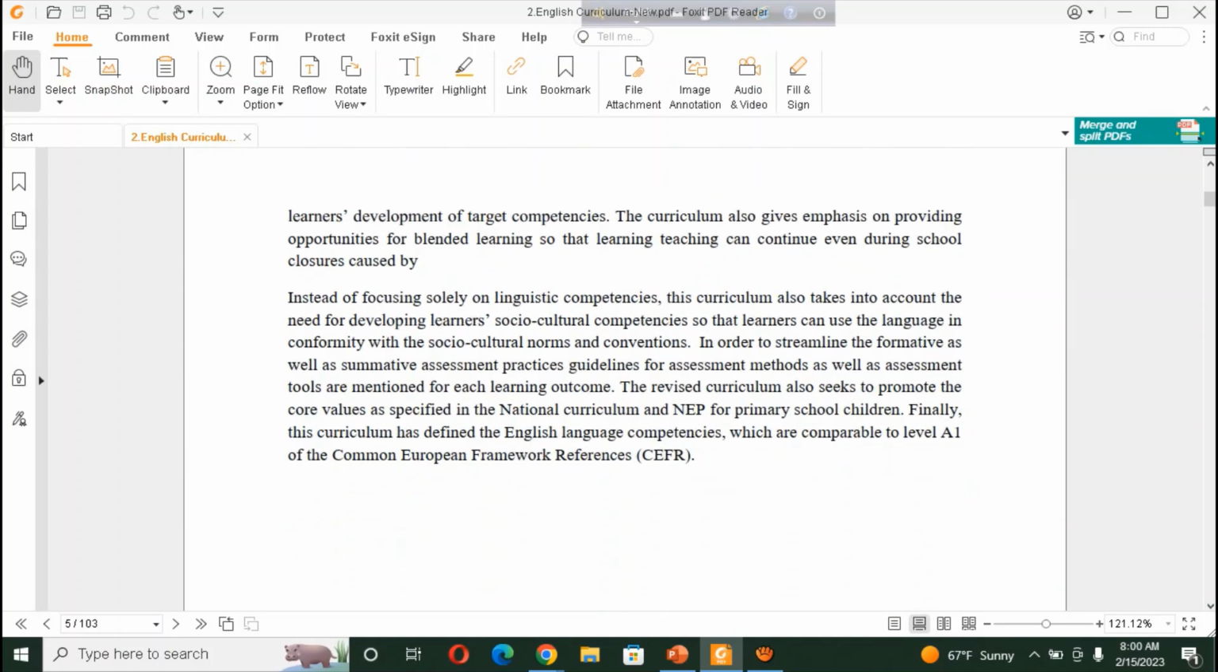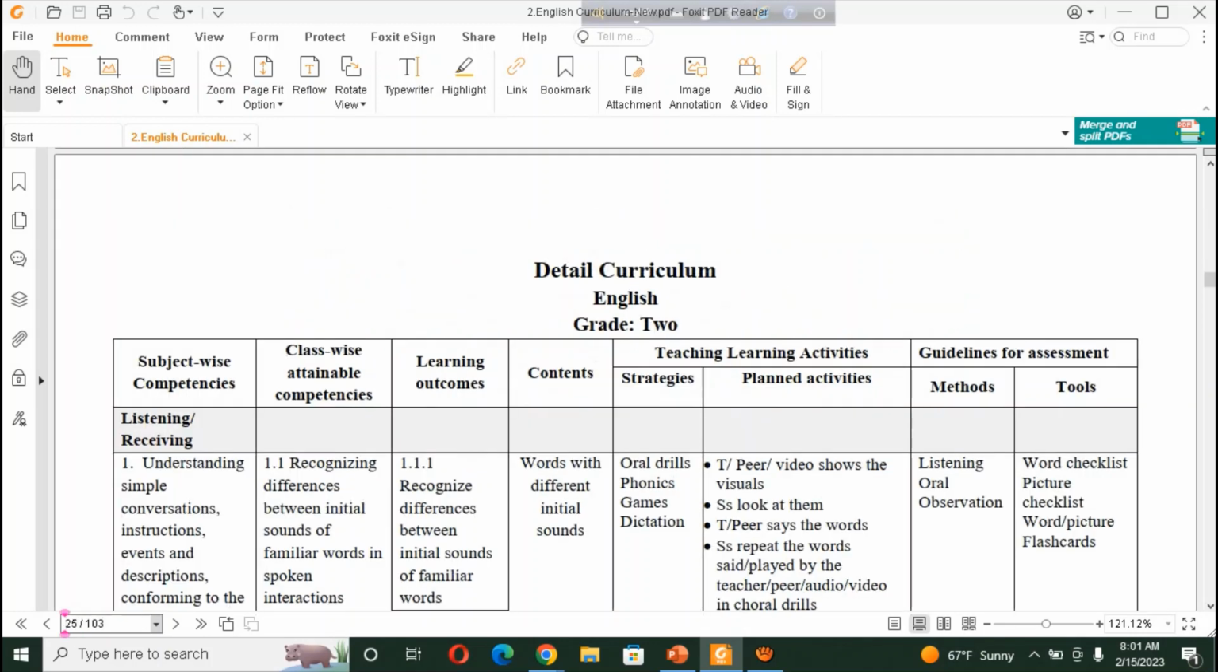The curriculum also gives emphasis on providing opportunity for blended learning. Blended learning is very important so that teaching can continue even during school closure. So these are the main features of our new curriculum, and now we are going to discuss the detailed curriculum of class 2.